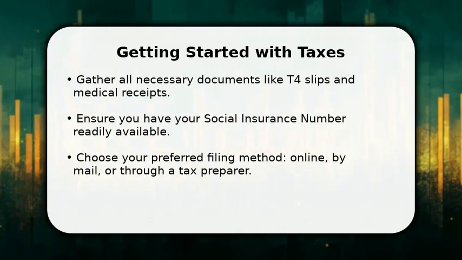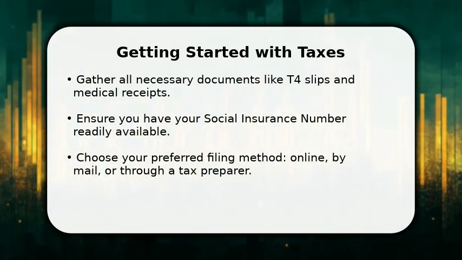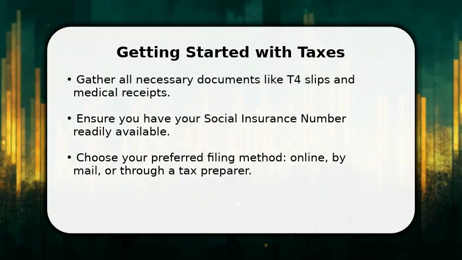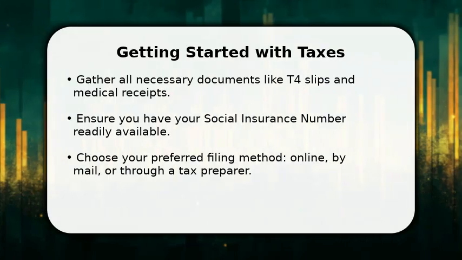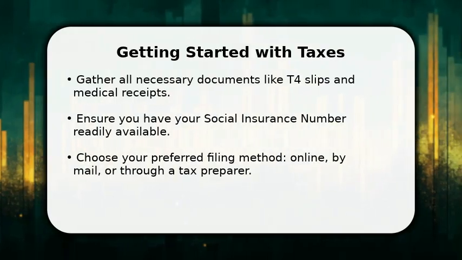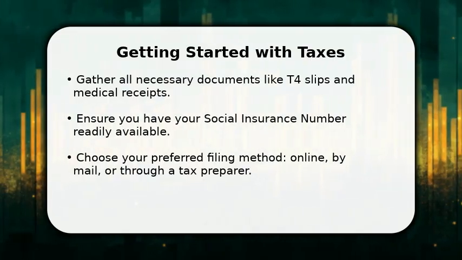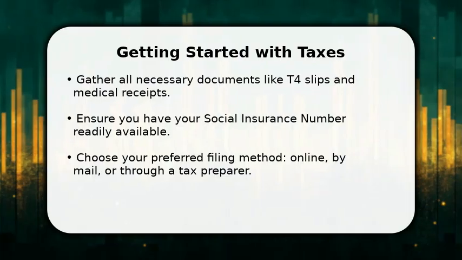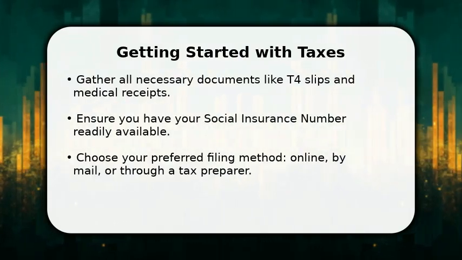First, gather all your essential documents. This includes T4 slips from employers, T4A slips for other income, and any receipts for medical expenses or charitable donations. Make sure your social insurance number is handy. Decide if you'll file online using certified software, mail a paper return, or use a professional tax preparer.